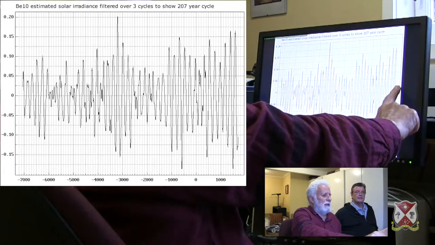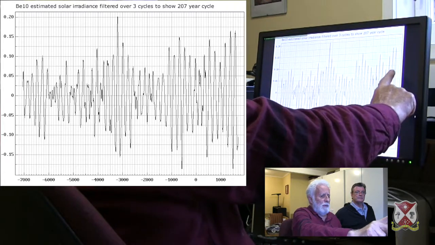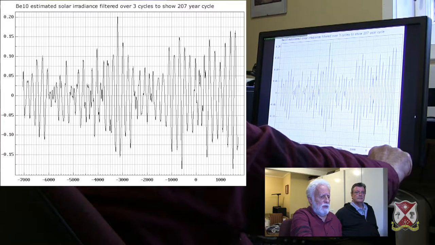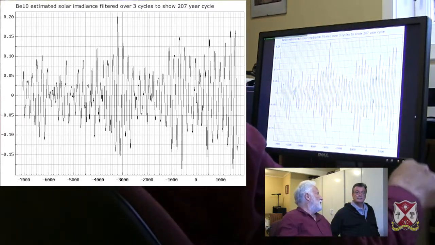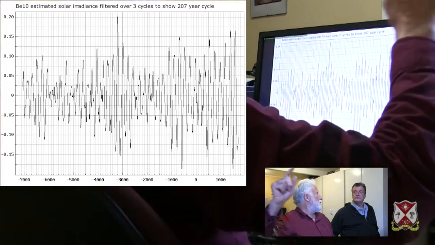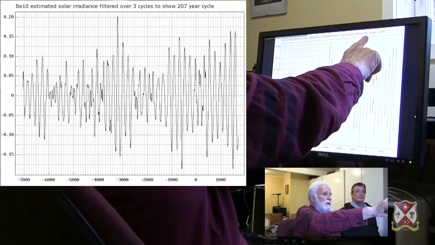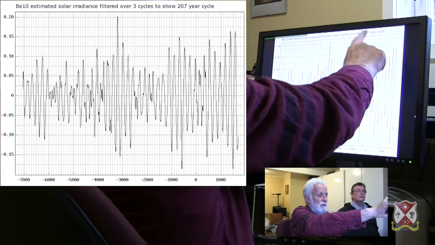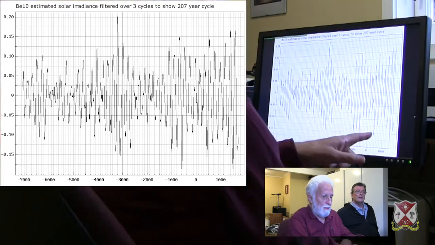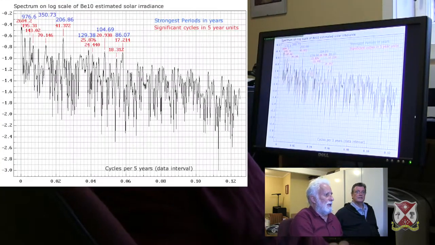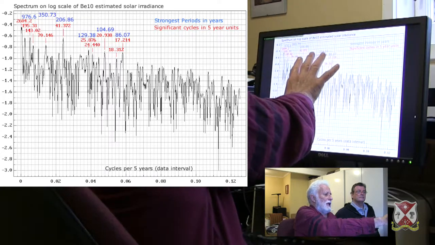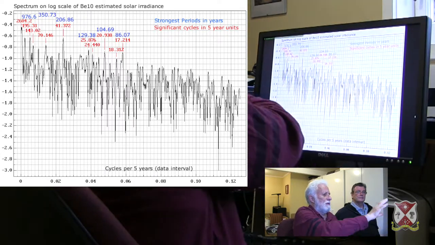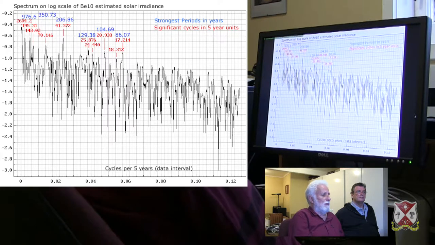And again, you can see where it's low in 1500, high in 1600, low in 17, high in 18, low in 19, high in 2000, low in 21, high in 2200. It will move slightly relative to the centuries because of that seven, but it was pretty much on those for that period. And this is the spectrum of that, which is what was used to do those projections.